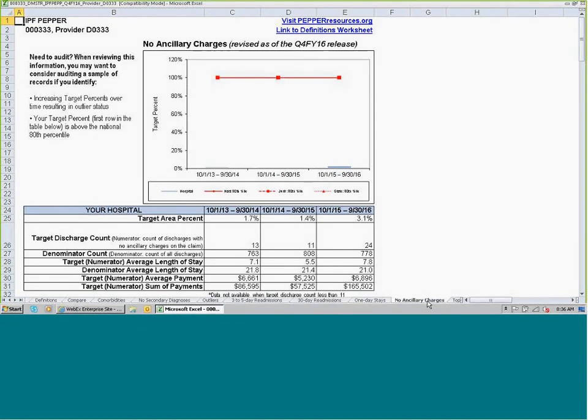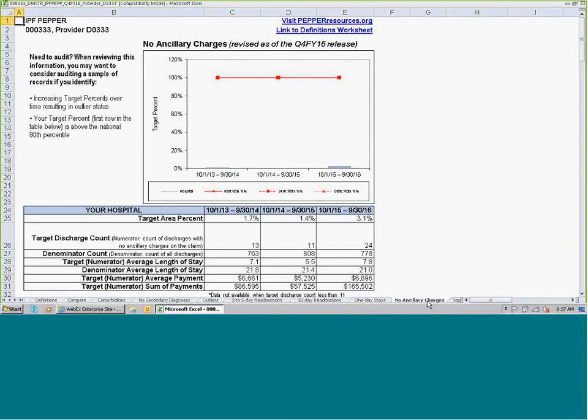No ancillary charges. This target area is concerned with the unbundling of ancillary charges. And so if IPFs don't submit any ancillary charges, the concern is that those services might have been provided separately through other providers at an additional cost to the Medicare program.